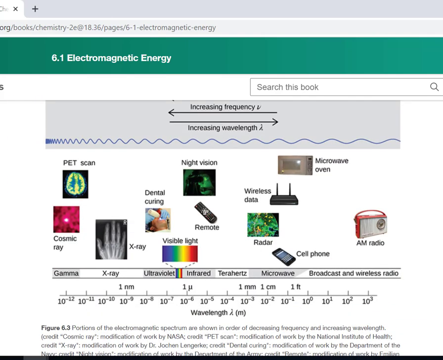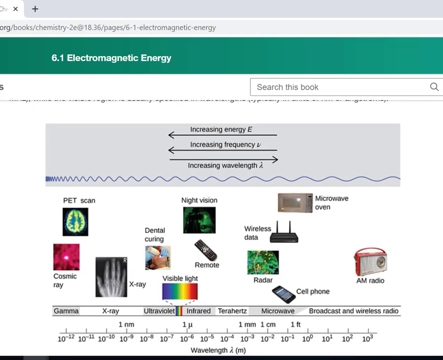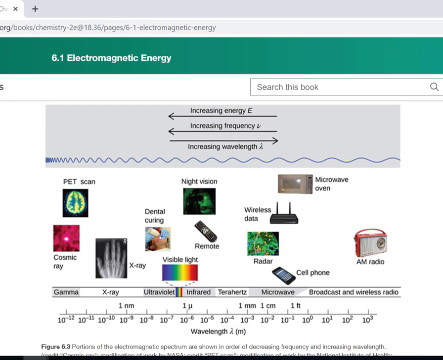So here we're showing what is called the electromagnetic spectrum. We'll come back to the energy a bit later, so don't worry about that. But you'll notice there's a trend here in frequency and wavelength. So again, as one goes up, the other goes down. As you increase the wavelength, you are decreasing the frequency. As you increase the frequency, you are decreasing the wavelength.